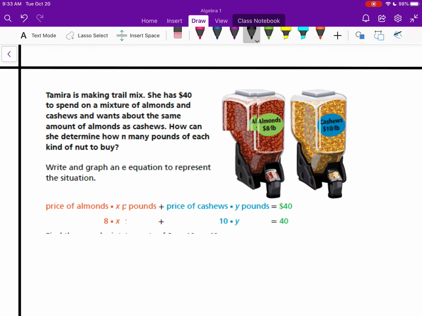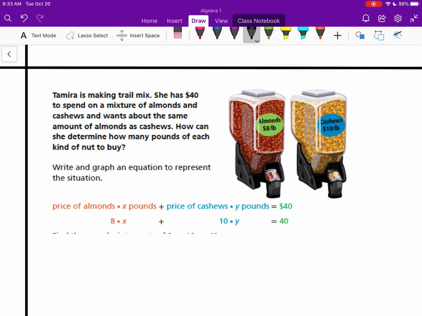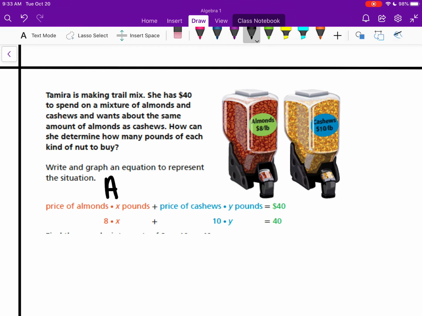So if we were to use point-slope form or slope-intercept form, we don't know a point or a slope or anything. That wouldn't be a good format to use. But we can use standard form, where we have some number a next to some variable x plus some number b next to a variable y equals some number c, some constant term. So this is where we're going to put these pieces of information together. We know almonds is $8 a pound from the image that I'm giving you. It's not in your book. We know cashews are $10 a pound.